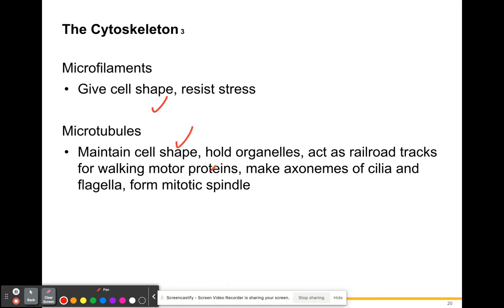Shape, hold organelles. Organelles are going to be held in place by these microtubules, the cytoskeleton. Things can actually walk across them, almost like railroad tracks. There's a really cool video out there with 3D imaging, an animation that shows how scientists believe these things walk around on top of these microfilaments. It's pretty cool.